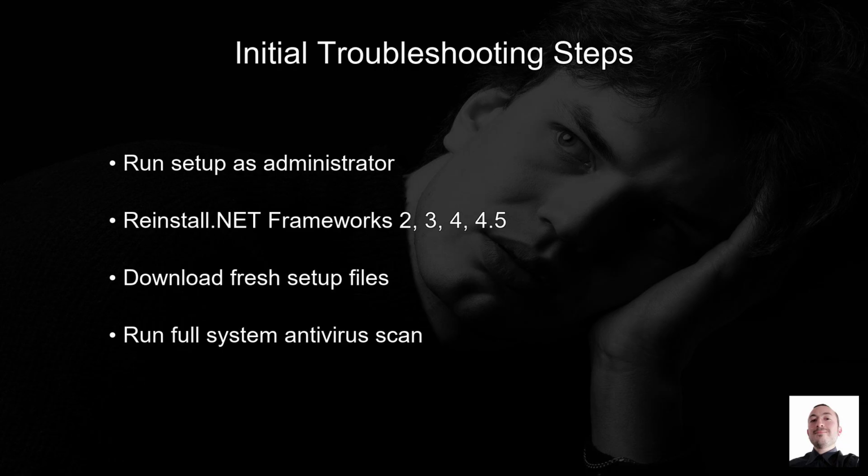Let's dive into the initial troubleshooting steps for the CLR20r3 error. First, ensure you're running the setup file as an administrator. Right-click the setup file, select Run as Administrator. This often resolves permission issues. Next, verify your .NET Framework installations. Reinstall .NET Framework versions 2, 3, 4, and 4.5 individually. Remember, higher versions aren't fully backward compatible.